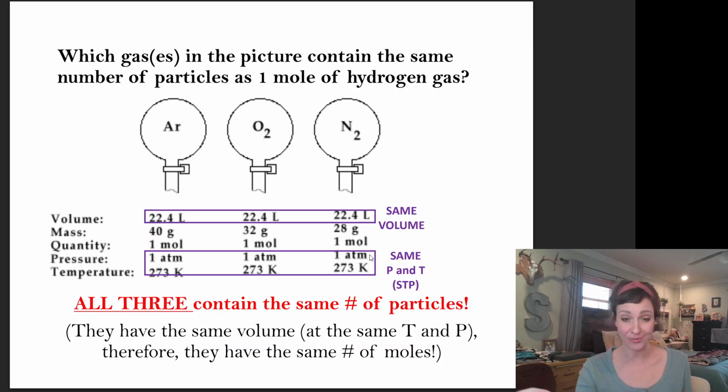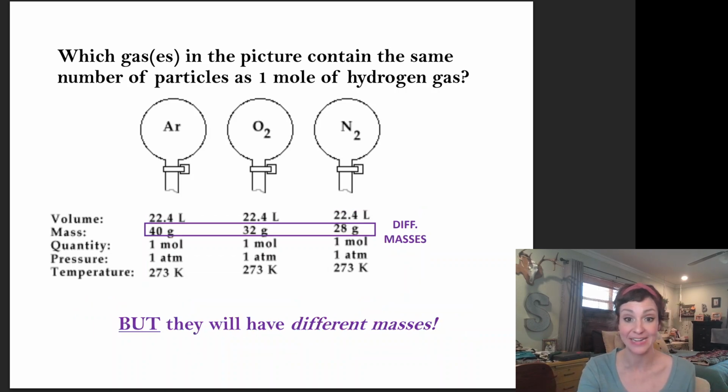So y'all, all three of these samples of gases all contain the same number of particles, and they will have the same number of moles because they have the same volume at the same temperature and pressure. A lot of sameness going on here. What is different though is their masses, because they are different particles, right?